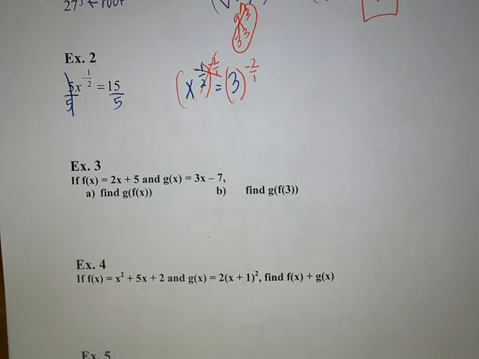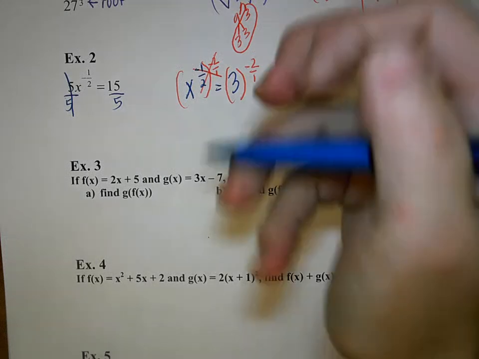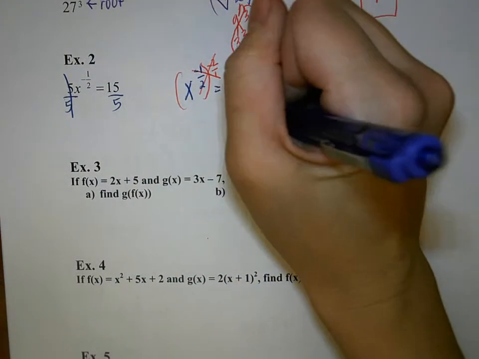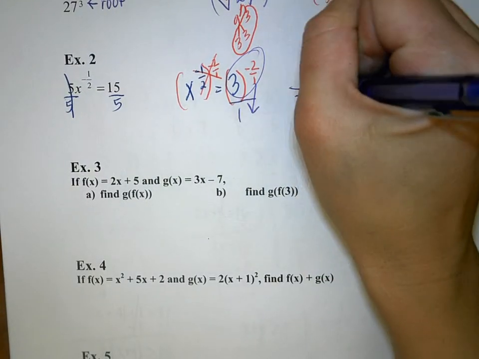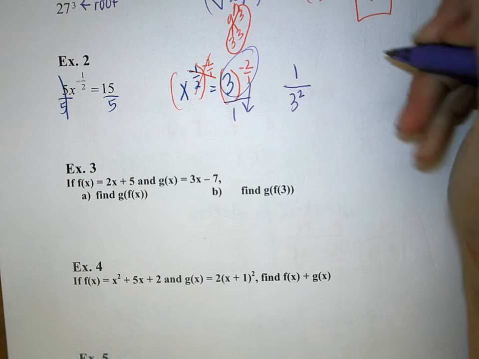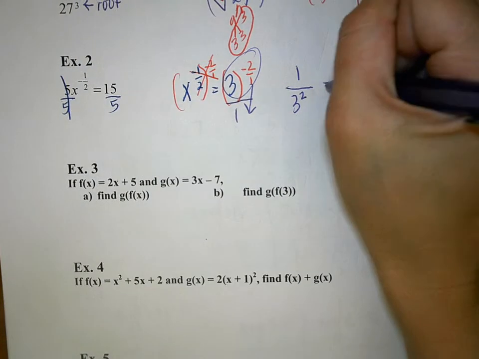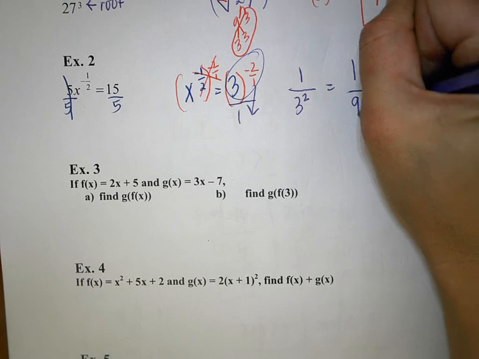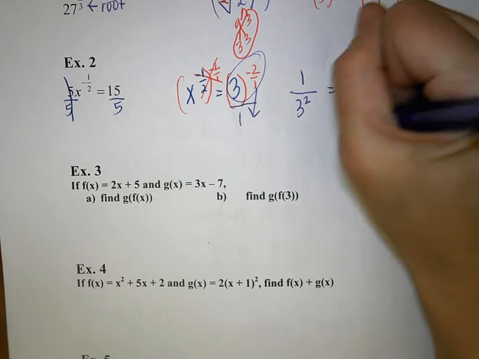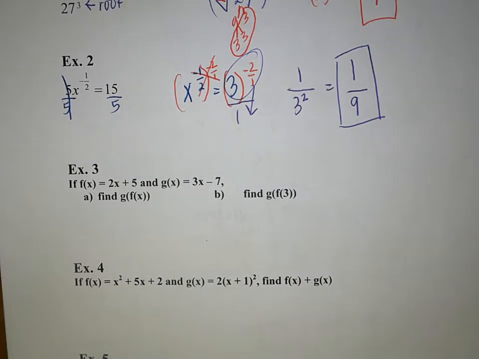What do I do with 3 to the negative 2nd power? Yes, because you can't have a negative exponent. So I'm putting this over 1, and I take this to the denominator. So I have 3 to the 2nd in the denominator, and 1 would be on the top. And then now you can simplify that, and it would be 1 over 9. Okay, any questions there?